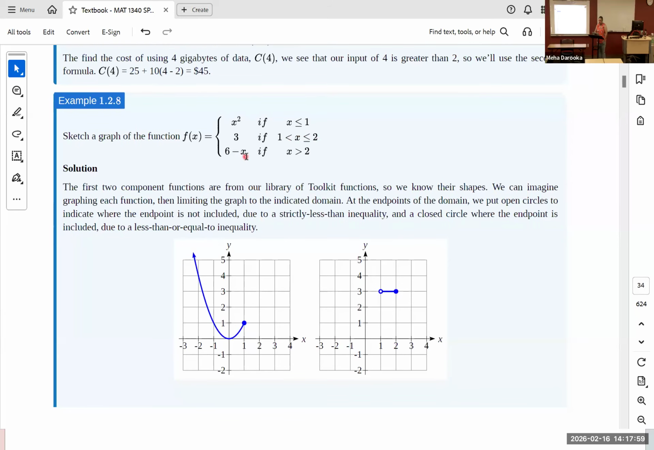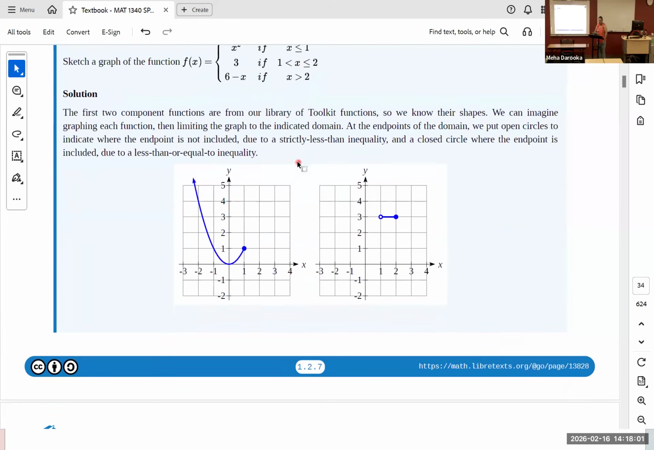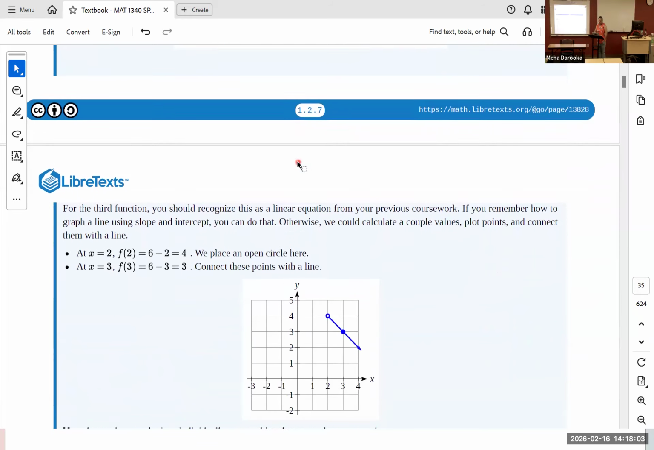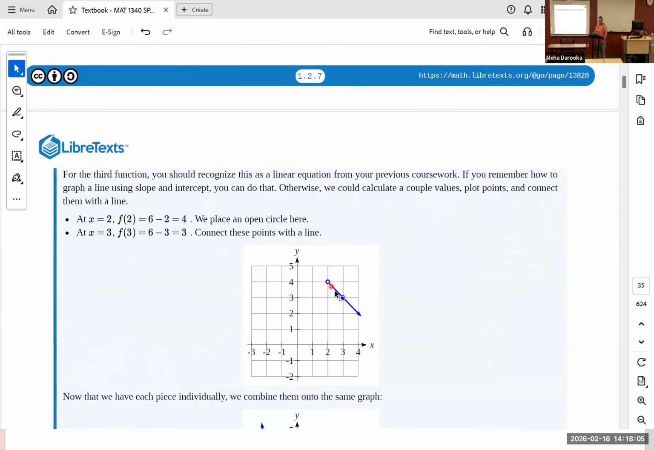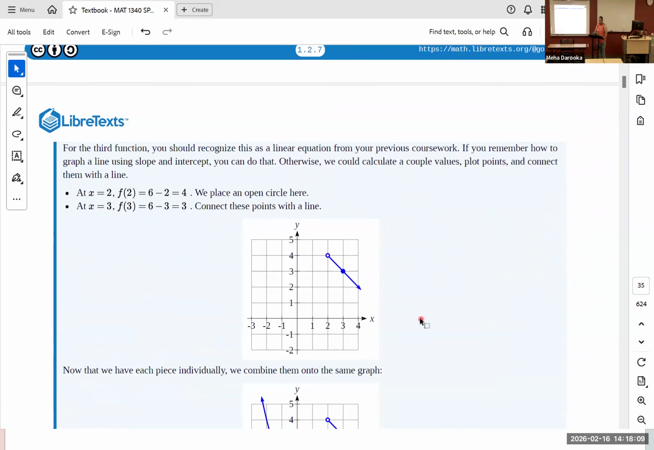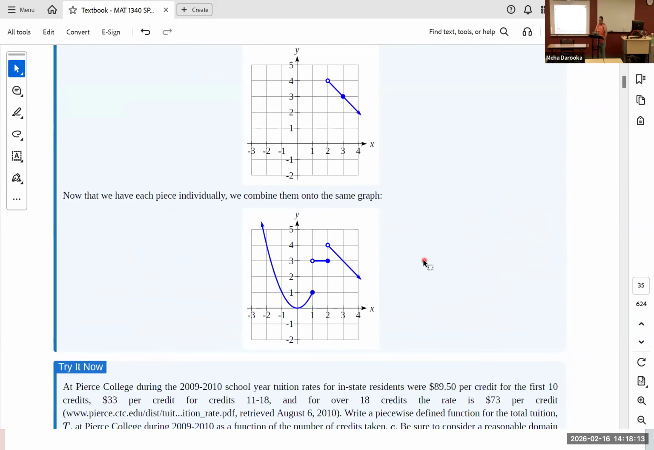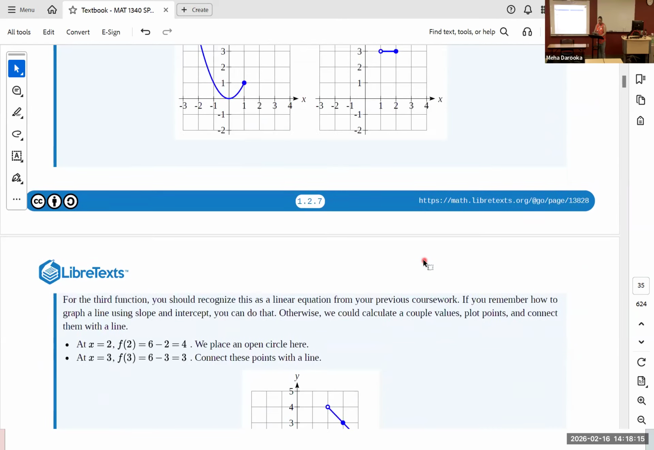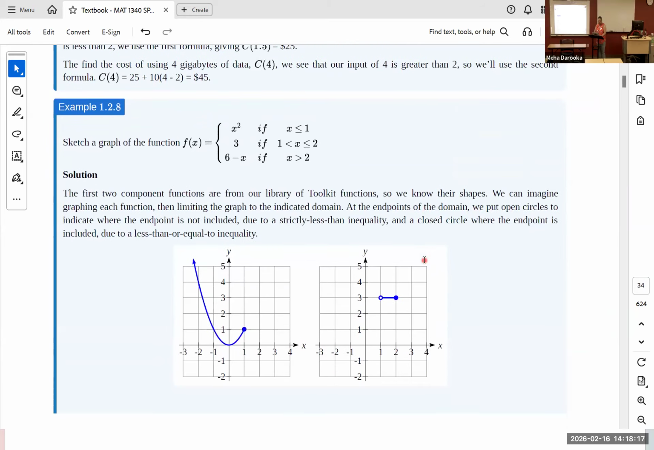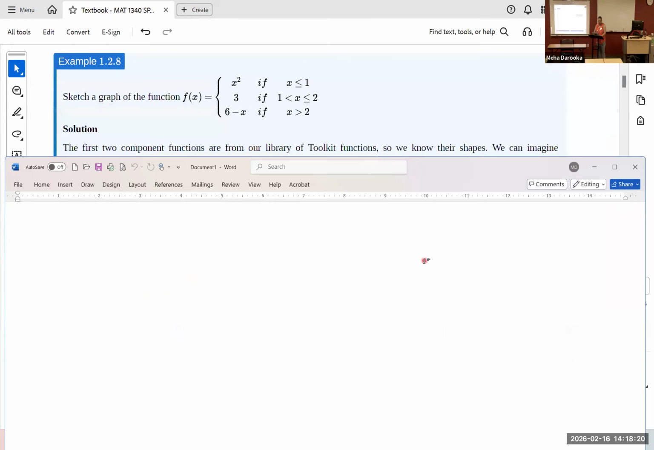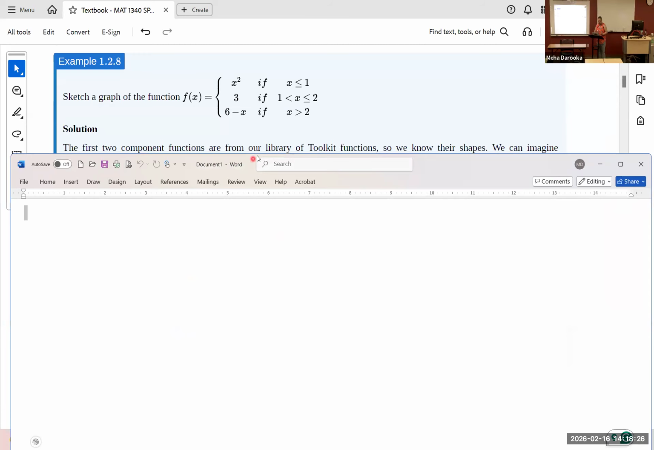The last piece told us 6 minus x for all values greater than 2. So you can see what it looks like. But remember, this is all one function, which means we're supposed to put it all together like this. So I actually want to walk you through how we would do this. So if you were drawing this graph, how would we go about doing that?